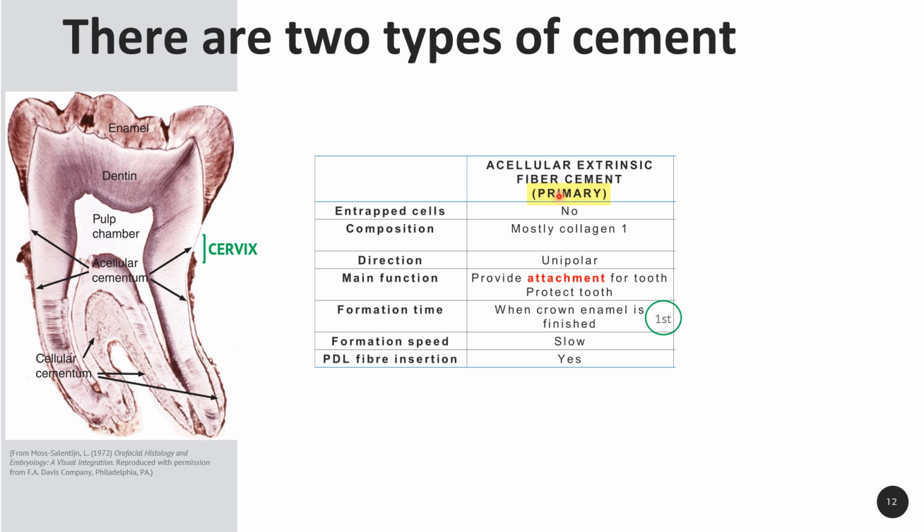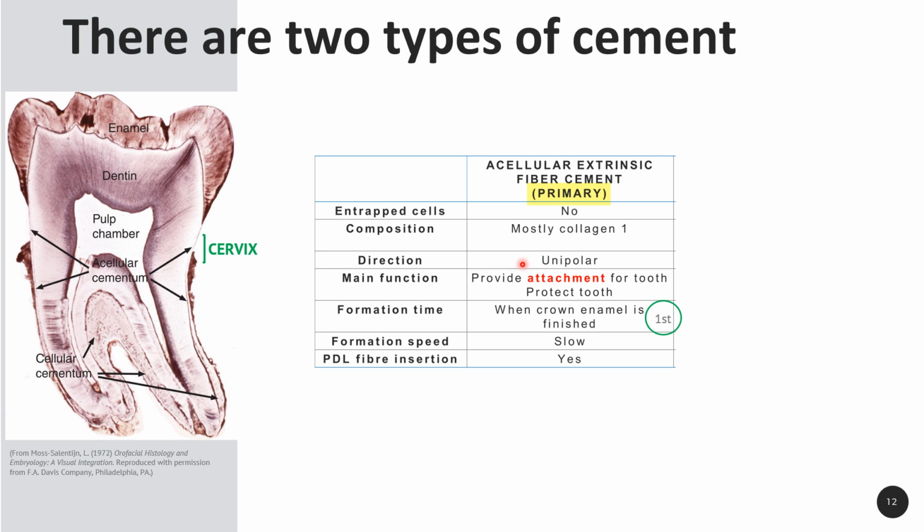Talking about primary cement, there are a lot of confusing names for cement in the literature. You will hear it called acellular cement, you will hear it called primary cement, you will hear it called all kinds of things. But these are the biological characteristics where those terms come from. So are there cells trapped in the cement? No, it's acellular cement. The direction is unipolar.